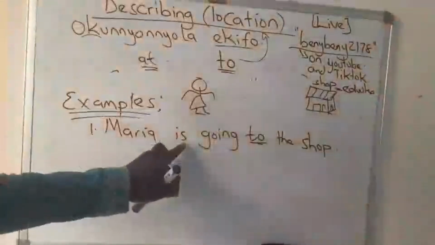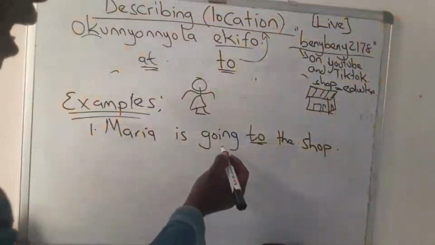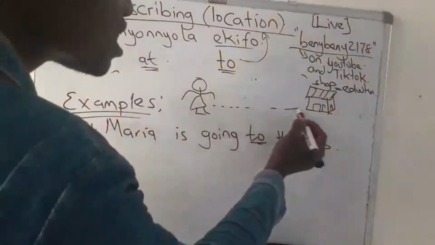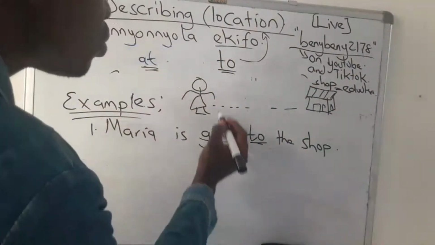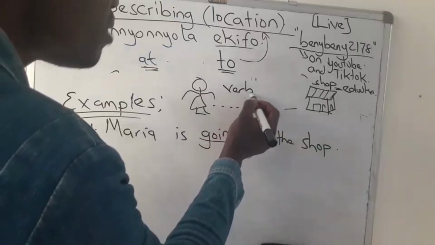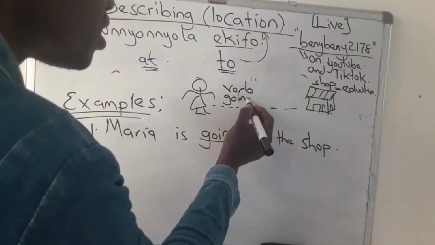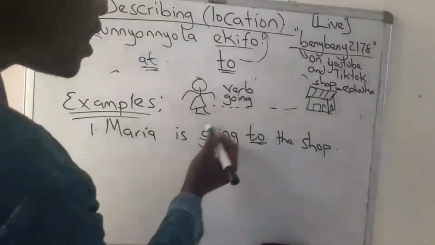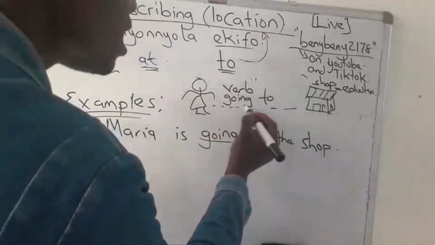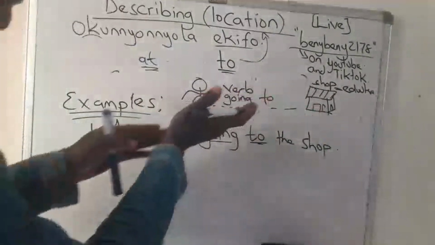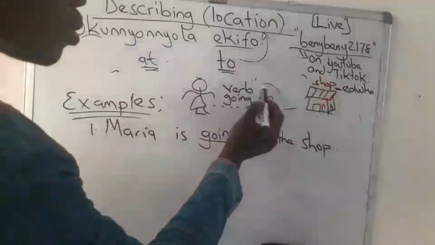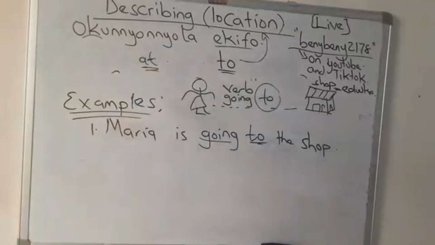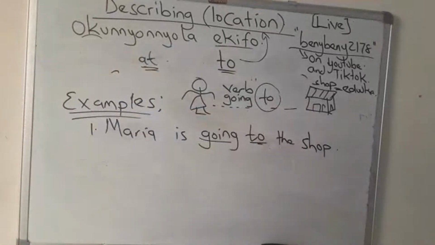Okay, so Maria is going. You see, she is still in motion. So Maria is just going. She has not yet arrived. So here the verb is going. Okay? Maria is going to. She has not arrived, she is in motion. Maria is going, a journey. So we are going to use to. Okay? Maria is going to the shop.